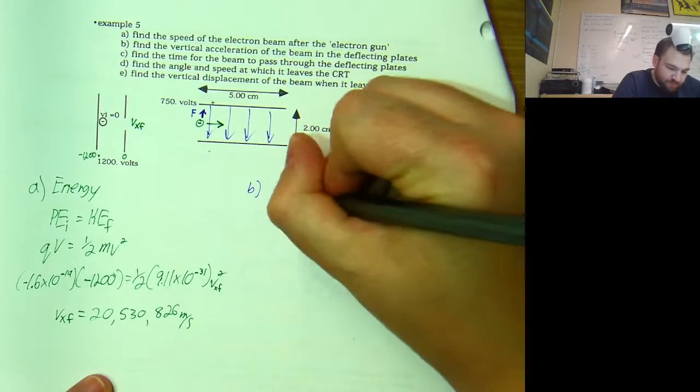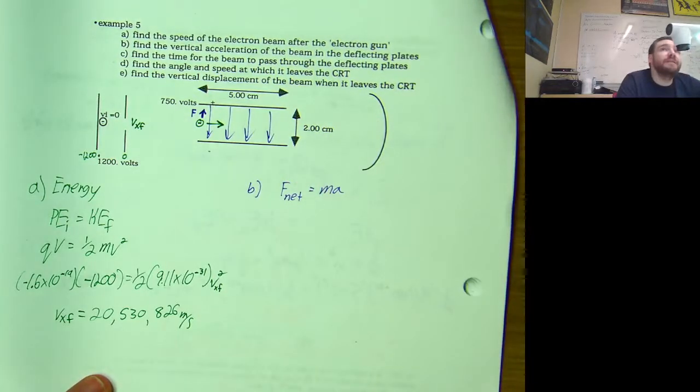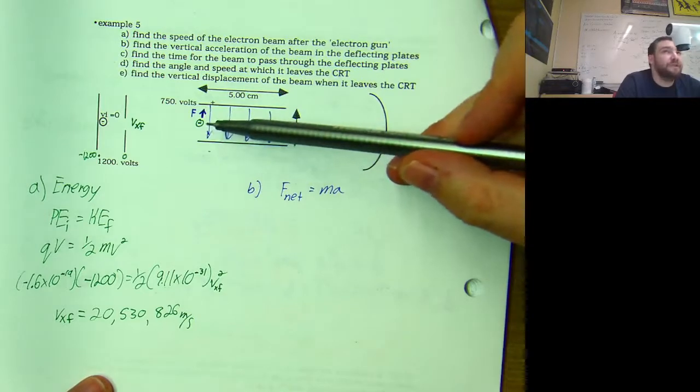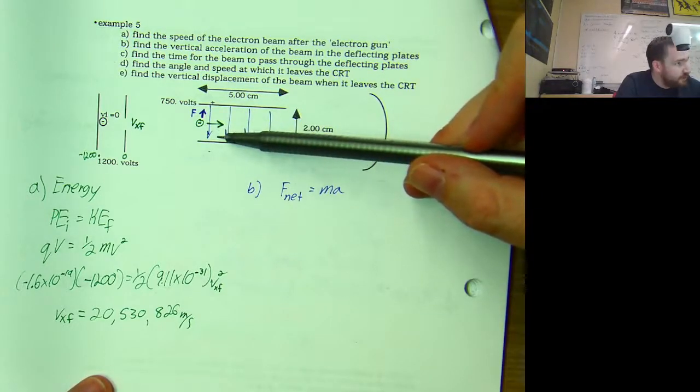So F net equals ma. I have hopefully shown you, well, those of you who watched the video were here yesterday, I hope I've convinced you that we can ignore gravity. The rest of you just have to take our word for it. So the only force acting on the electron is the force due to the electric field. The expression for that is Fe equals QE.